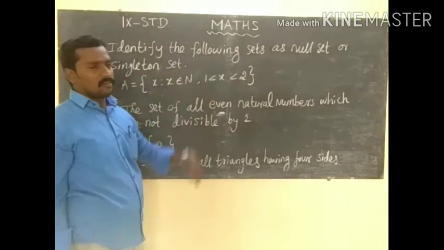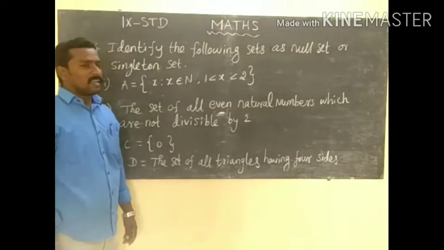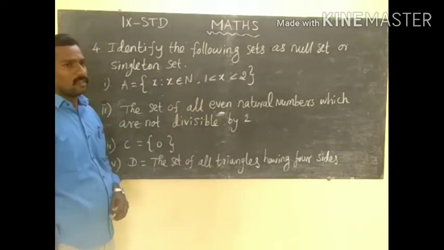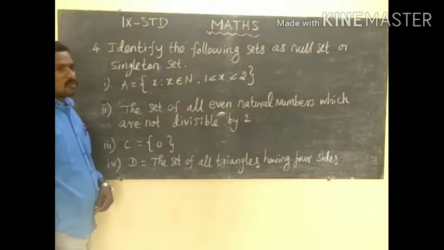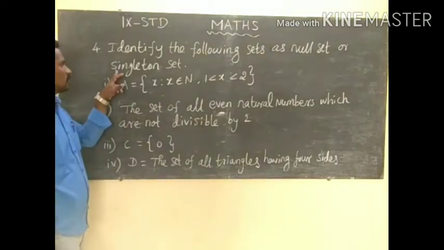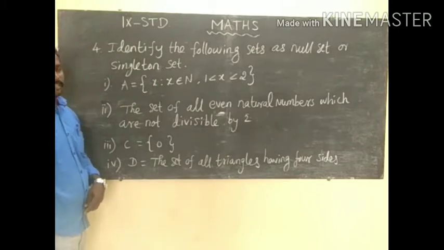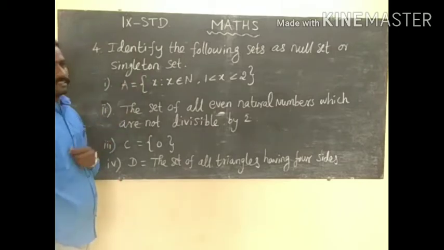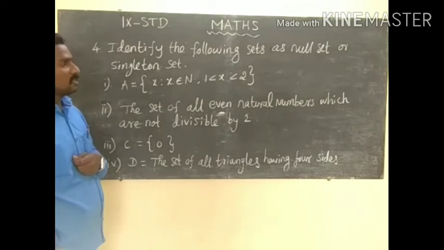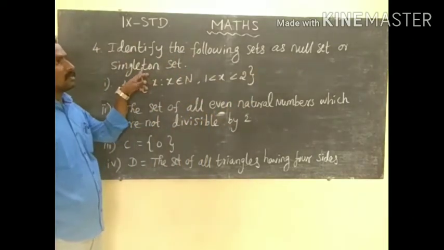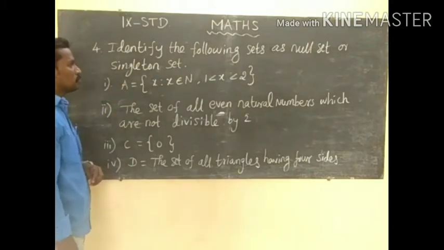What is the null set definition? If a set has no element, the set is called a null set. But if a set has exactly one element, the set is called a singleton set. Have you understood the definition? This has no element, this has only one element.